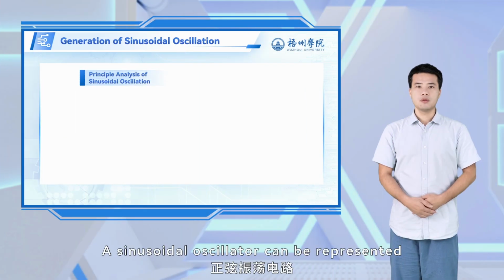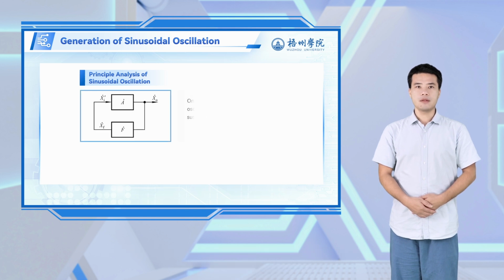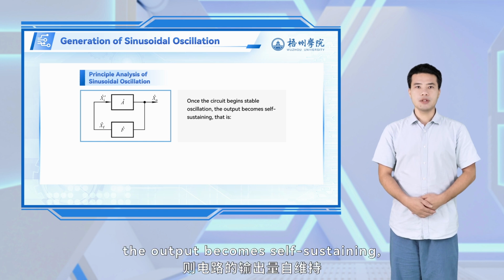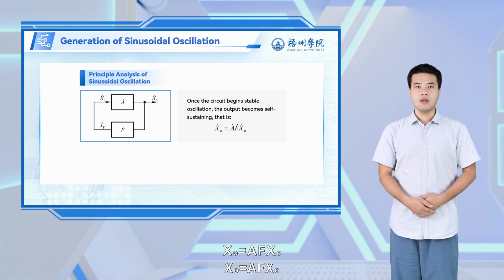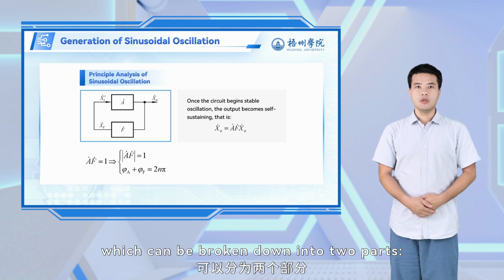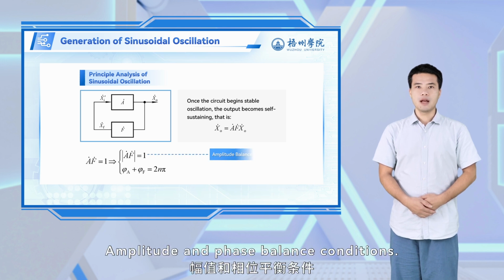A sinusoidal oscillator can be represented by the following block diagram. Once the circuit begins stable oscillation, the output becomes self-sustaining. That is, XO equals AF XO. When the loop gain AF equals 1, the system is said to meet the balance condition, which can be broken down into two parts. The absolute value of AF equals 1, and phi A plus phi F equals 2 n pi. These are the amplitude and phase balance conditions.